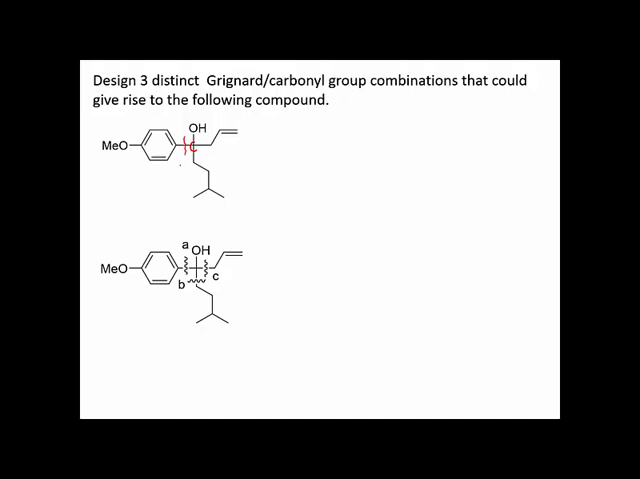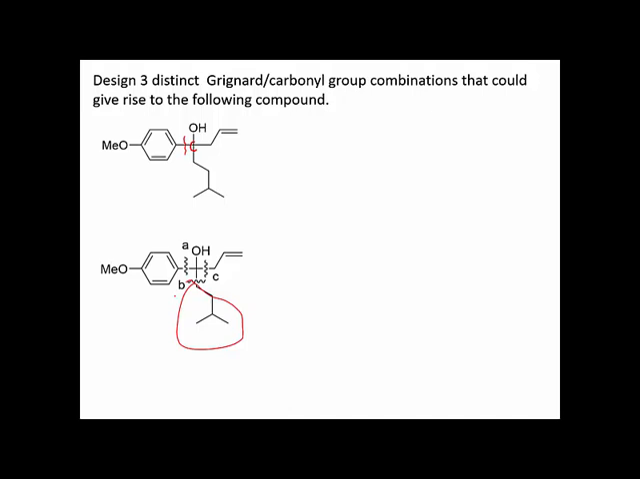So what do we do here? Well, we're just going to imagine A comes from a phenyl Grignard. B comes from what I'll just call this whole group here, isopentyl. So that'll come from an isopentyl Grignard, and C will come from an allyl Grignard.